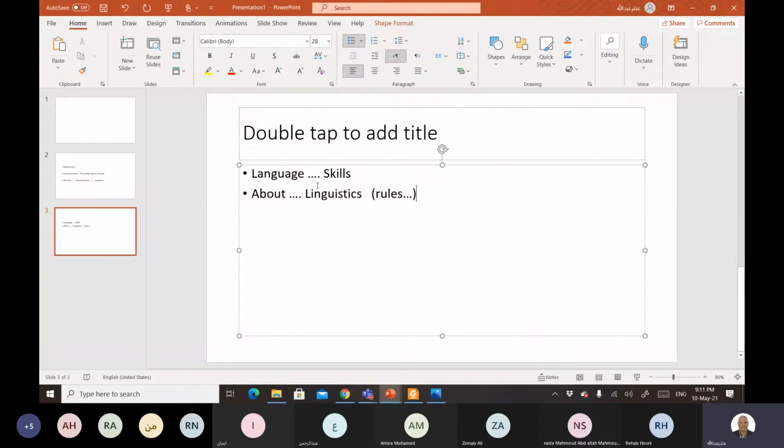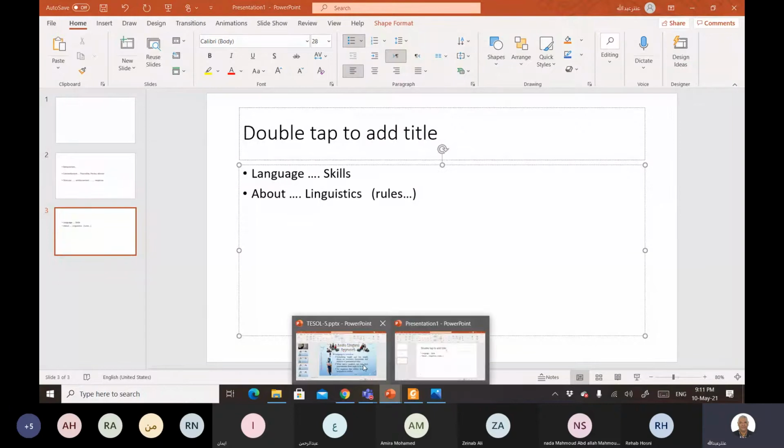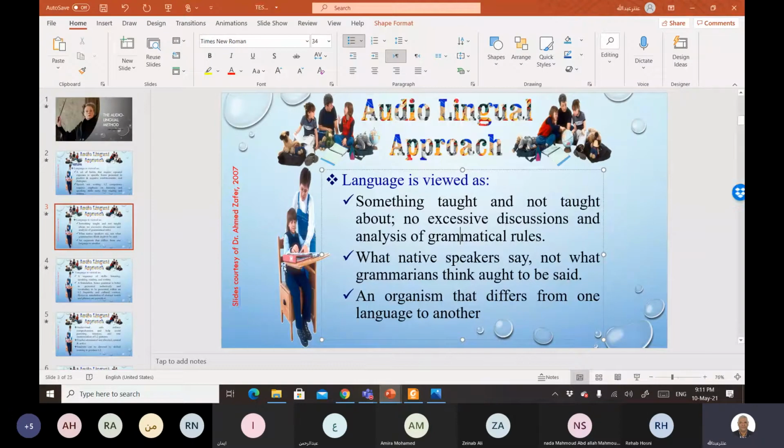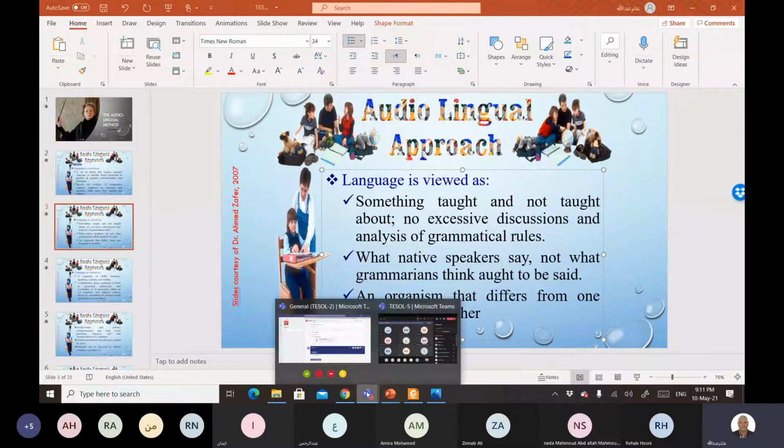So in the audio-lingual method, the teacher is teaching skills, language skills that can be used in different situations, and not teaching rules or details about the language itself or about the grammatical rules in the language. زي ما كان في ال GTM اللي هي Grammar Translation Method. So this is one important difference between them.